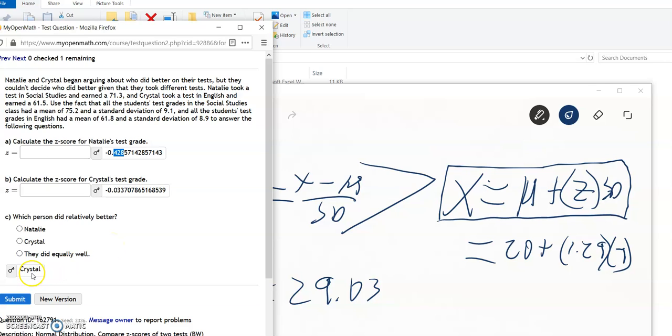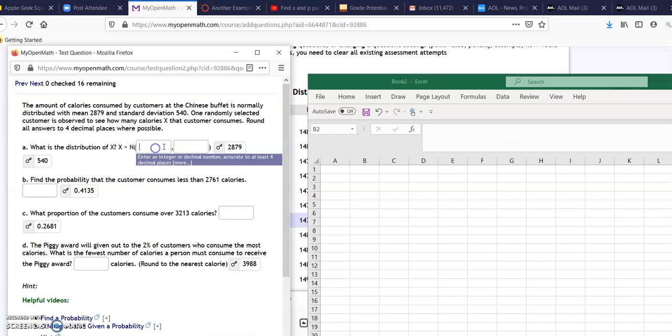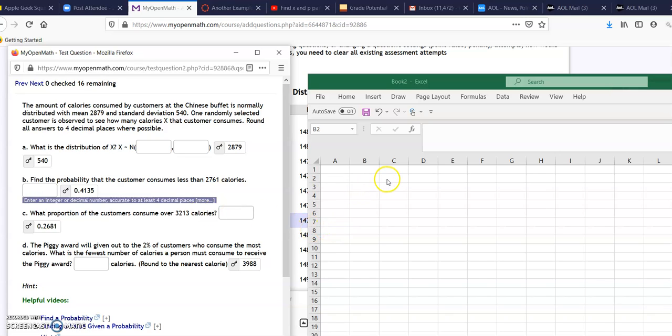So Crystal did relatively better because her z-score was higher than Natalie's. Okay, these two are easy. You just plug in the mean here, the standard deviation here given. So everybody should get part A right. Less than 2761. Remember, Excel works left to right, or less than.